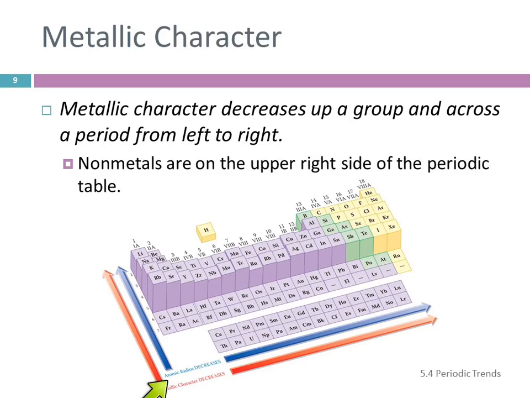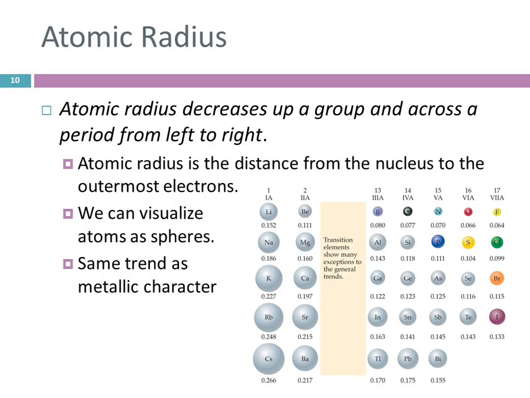So down here it says atomic radius. Atomic radius decreases as we go across, and it decreases as we go up. The same pattern. So you can look at metals versus nonmetals, figure out the trend for metallic character, and it's the same trend for atomic radius. So atomic radius also decreases as you go up a group, and it decreases as you go across a period. What we mean by atomic radius is the distance from the nucleus to the outermost electrons.